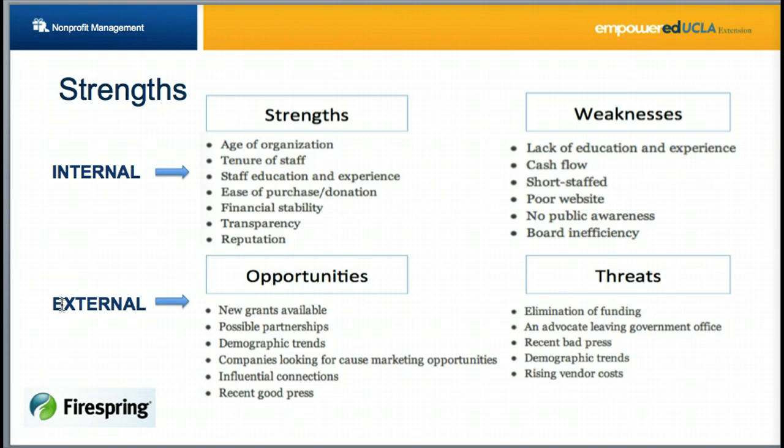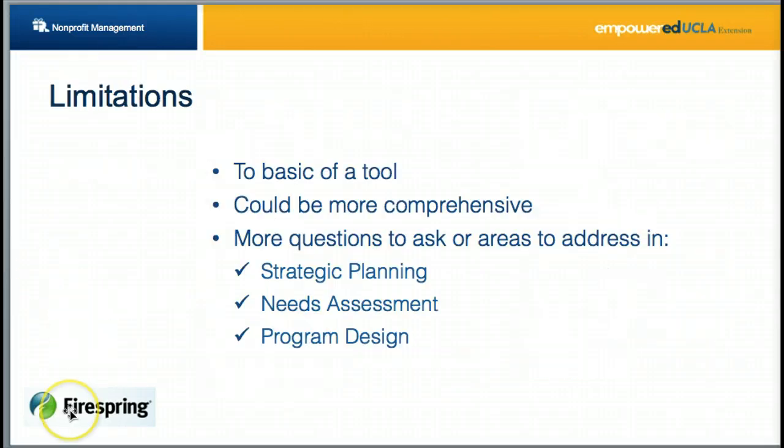This is an example of some of the template or some of the guidelines that they use in the SWOT analysis, looking at all four areas with the strengths and weaknesses being internal and the opportunities and threats being external.